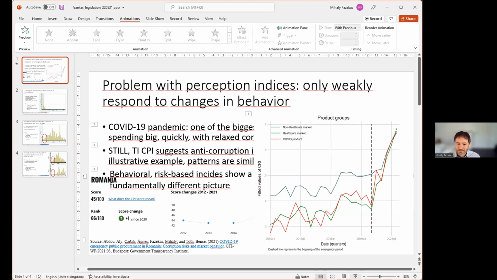We have seen perceptions-based, expert assessment-based indicators for more than 20 years, closer to 30 now, I believe. But there is a distinct dissatisfaction with them. And I just wanted to show you one example why I think there is a lot of dissatisfaction. And let me share my slides.